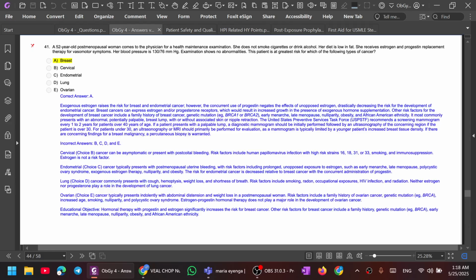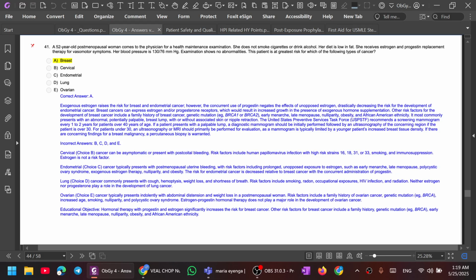Exogenous estrogen raises the risk for breast and endometrial cancer. However, the concurrent use of progestin negates the effects of unopposed estrogen, drastically decreasing the risk for development of endometrial cancer. Breast cancer can express estrogen or progesterone receptors, which will result in increased growth in the presence of exogenous hormone supplementation. Oh, got it.